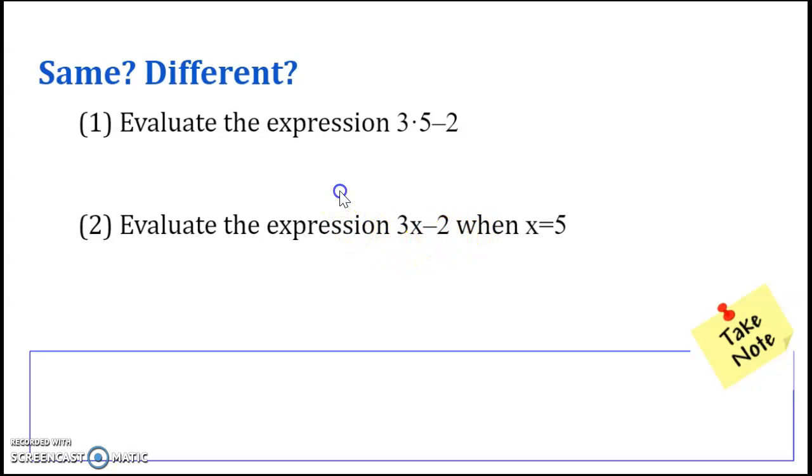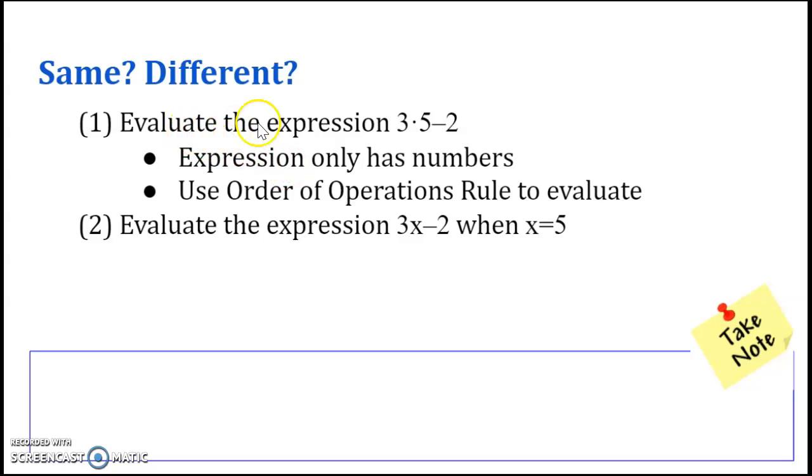Okay, well, let's break this apart a little bit. The first one is an expression with just numbers. There's no variable, just the numbers. 3 multiplied by 5 minus 2. Numbers and operations. So you just need to use the order of operations rule to evaluate.